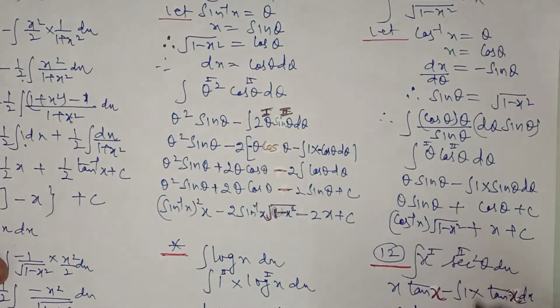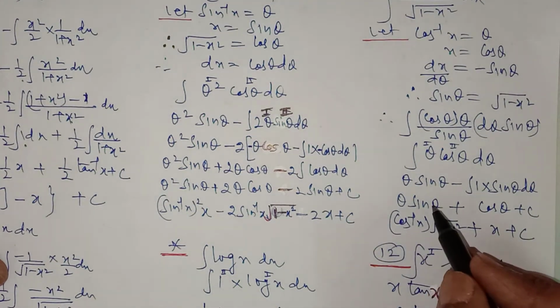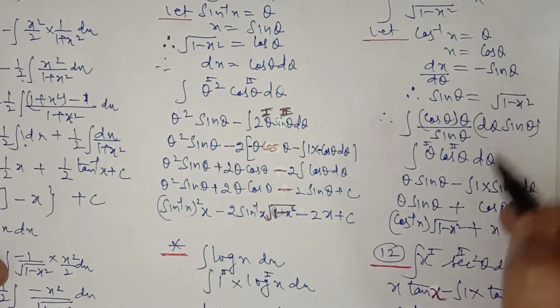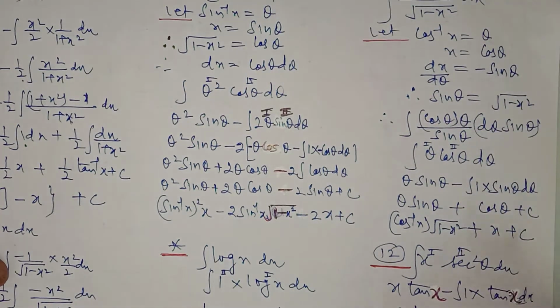Replace the value of theta, which is cos inverse x. Replace the value of sin theta, which is equal to under root 1 minus x square. Cos theta is x, plus c.